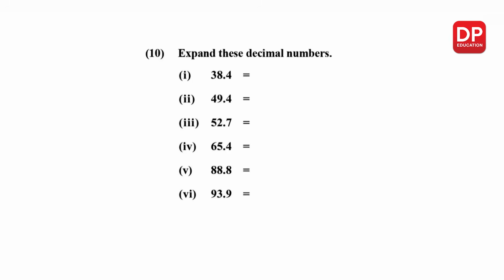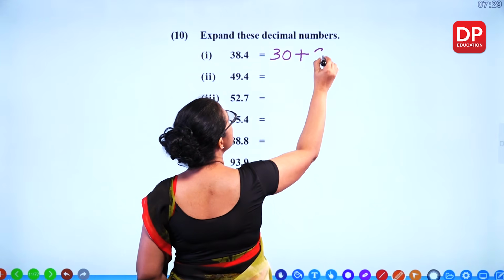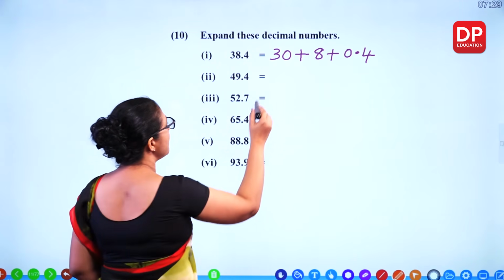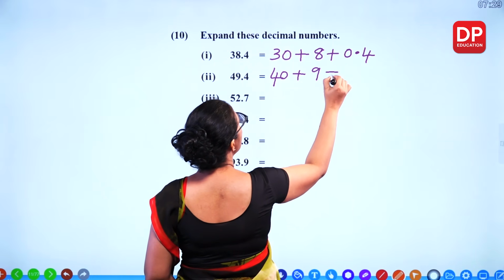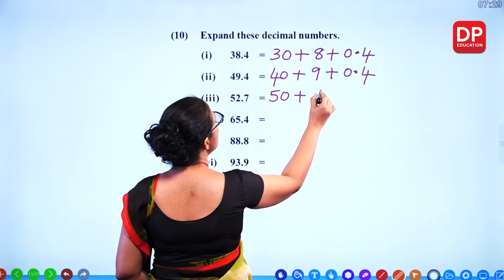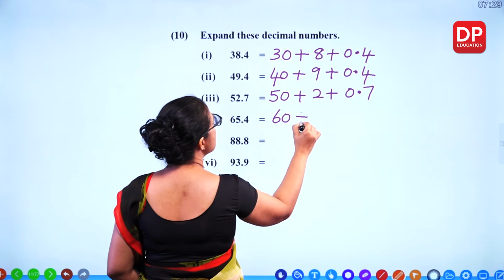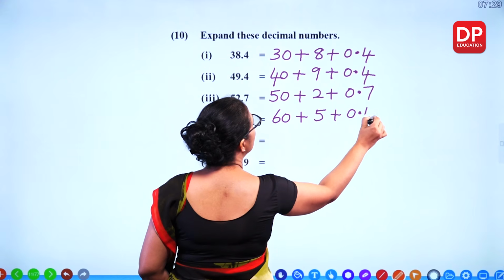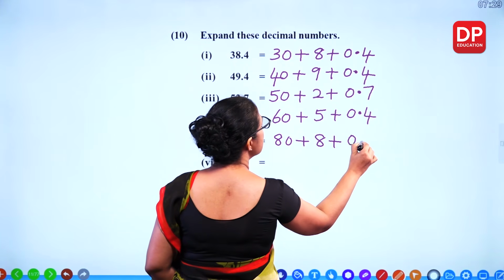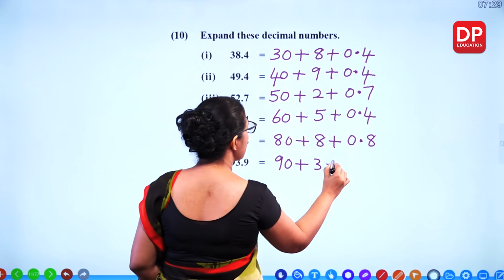Expand these decimal numbers. You can write this one as 30, 3 in tens place, 8 in ones place, that's 8, and then add 0.4. 49.4, you can expand 40 plus 9 plus 0.4. 52.7, 50 plus 2 plus 0.7. 65.4, 60 plus 5 plus 0.4. 88.8, 80 plus 8 plus 0.8. 93.9, you can write 90 plus 3 plus 0.9.